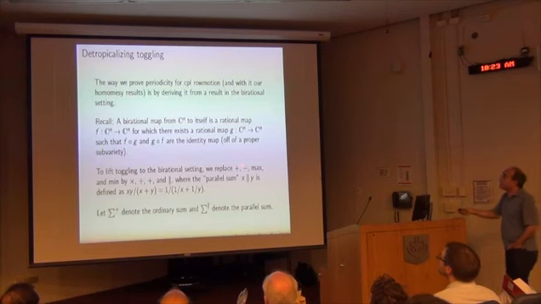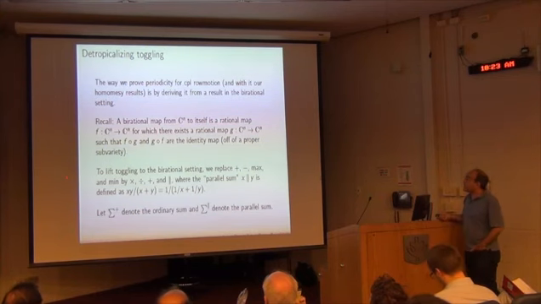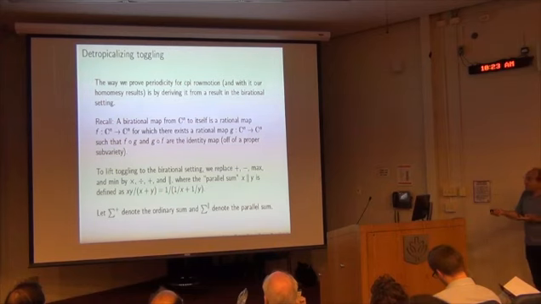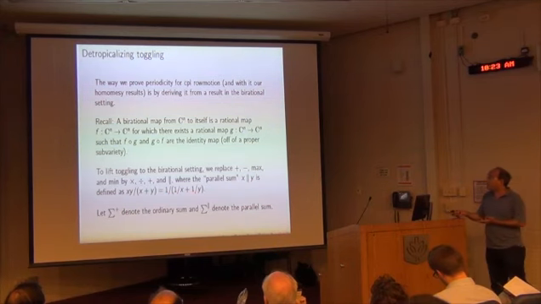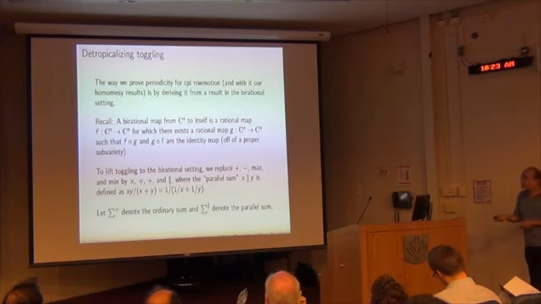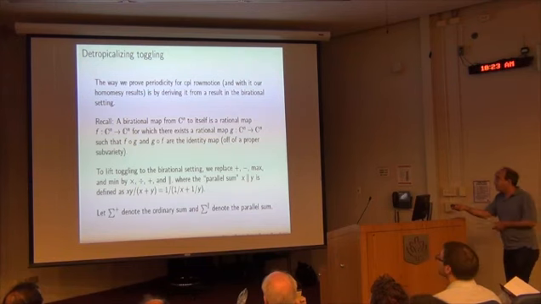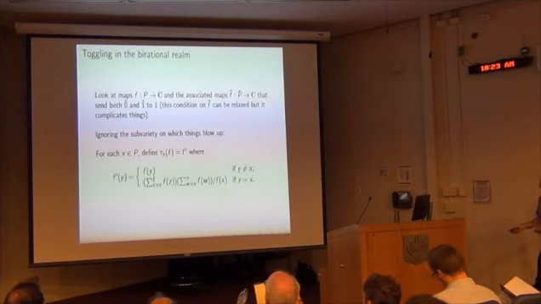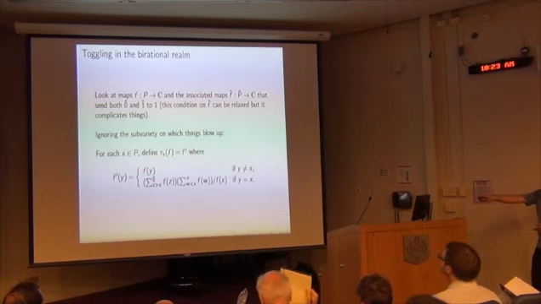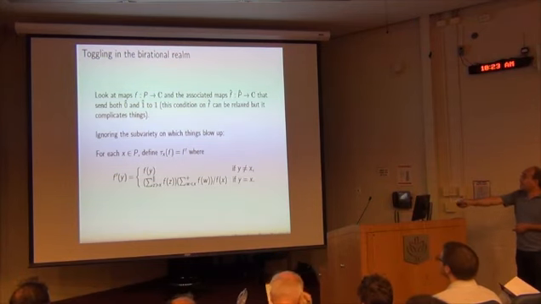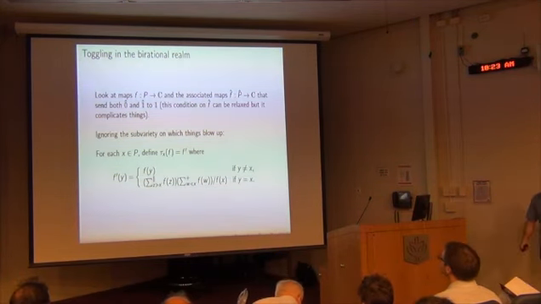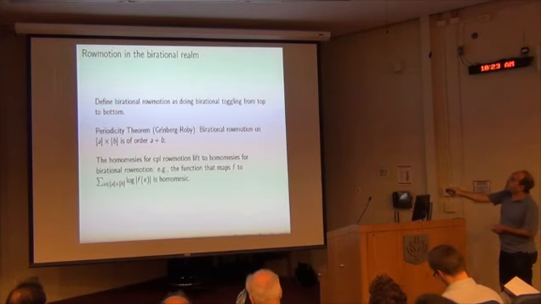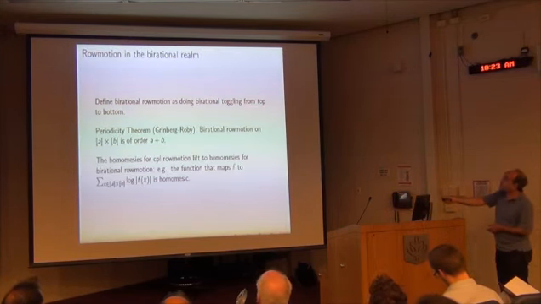To lift toggling to the birational setting, you replace plus, minus, max, and min by times, divided by, plus, and parallel plus, where the parallel sum of x and y is the reciprocal of the sum of the reciprocals of x and y. So letting sigma plus and sigma parallel denote the ordinary sum and parallel sum, we can define birational toggling in a way completely analogous to the way we define piecewise-linear toggling. So I'm going to rush a bit. Define birational row motion as doing birational toggling from top to bottom.